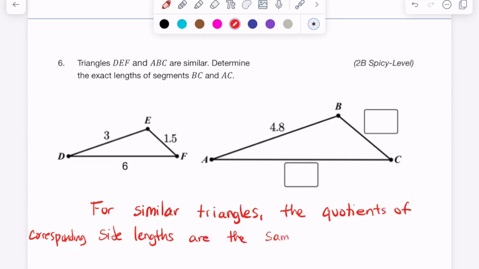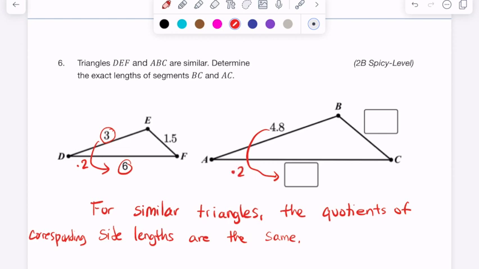Okay, the quotients are going to be the same, so we can get a scale factor relationship. From here, this is 3 and this is 6. Okay, that's from 3 to 6. So how do I get from 3 to 6? What's the scale factor I'm multiplying by? I'm multiplying by 2. So then I can do the same thing here.